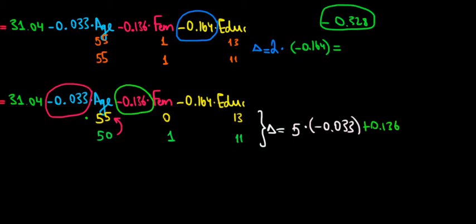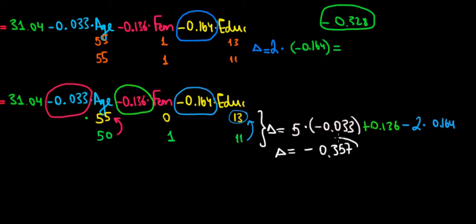Then we're looking at the difference in the BMI due to the difference in education. The man that we're comparing has 2 years more of education than the woman, meaning that his BMI is going to be lower by 2 times 0.164. So we're going to have here minus 2 times 0.164, and now we're going to do all the math over here to see what that difference is going to be. The difference in BMI is going to be equal to minus 0.357, meaning that the first person we're dealing with, that man 55 years old with 13 years of education, is going to have a BMI on average 0.357 units lower than the woman who is 50 years old with 11 years of education.